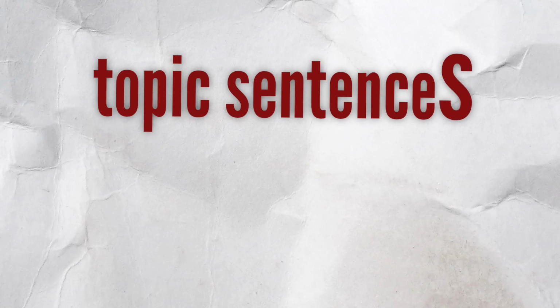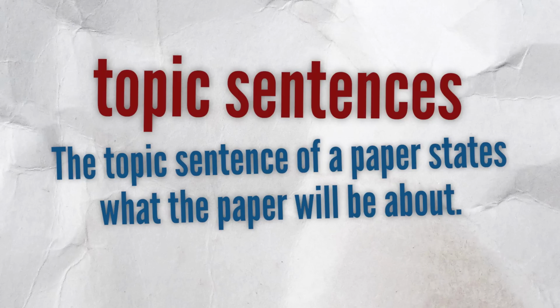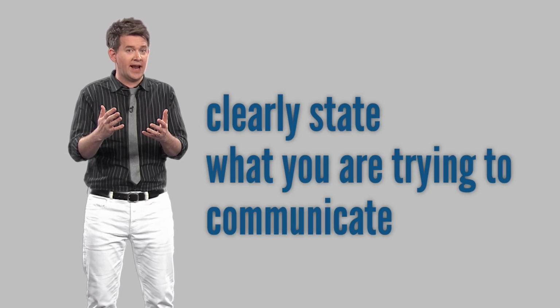Speaking of writing structure, there's something else related to that we should talk about. Topic sentences. The topic sentence of a paper states what the paper will be about, and the topic sentence of each paragraph in a paper states what each paragraph will be about. Topic sentences are generally the first sentence of a paragraph, and they're important. Use the topic sentence to clearly state what you are trying to communicate in the paragraph that will follow. You may be thinking, wait, I want to save my main point for the end. But that's not usually how native speakers write.